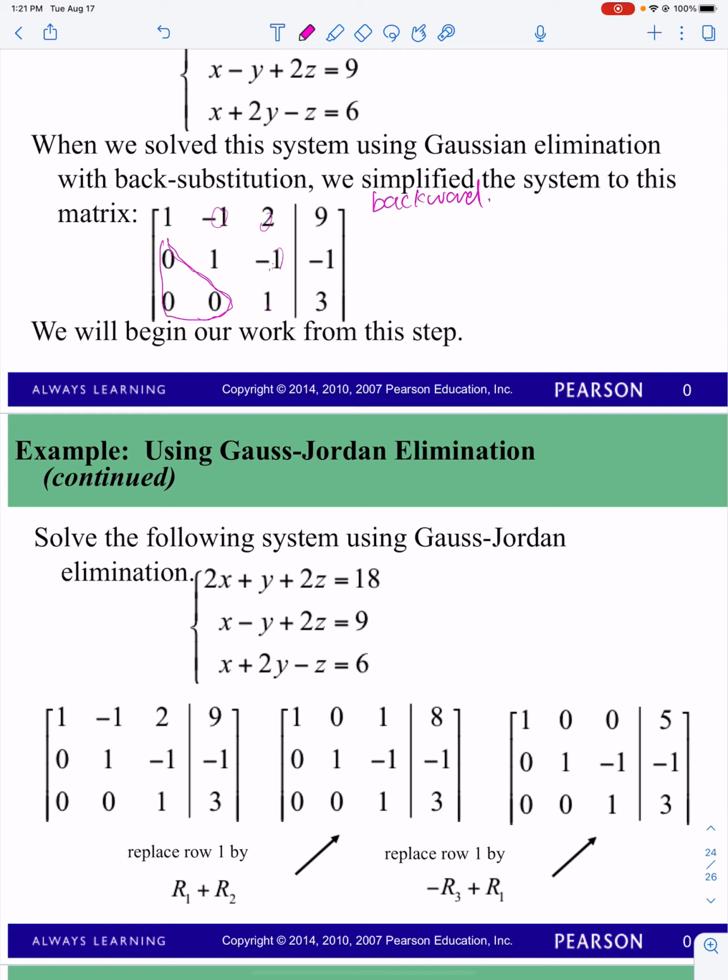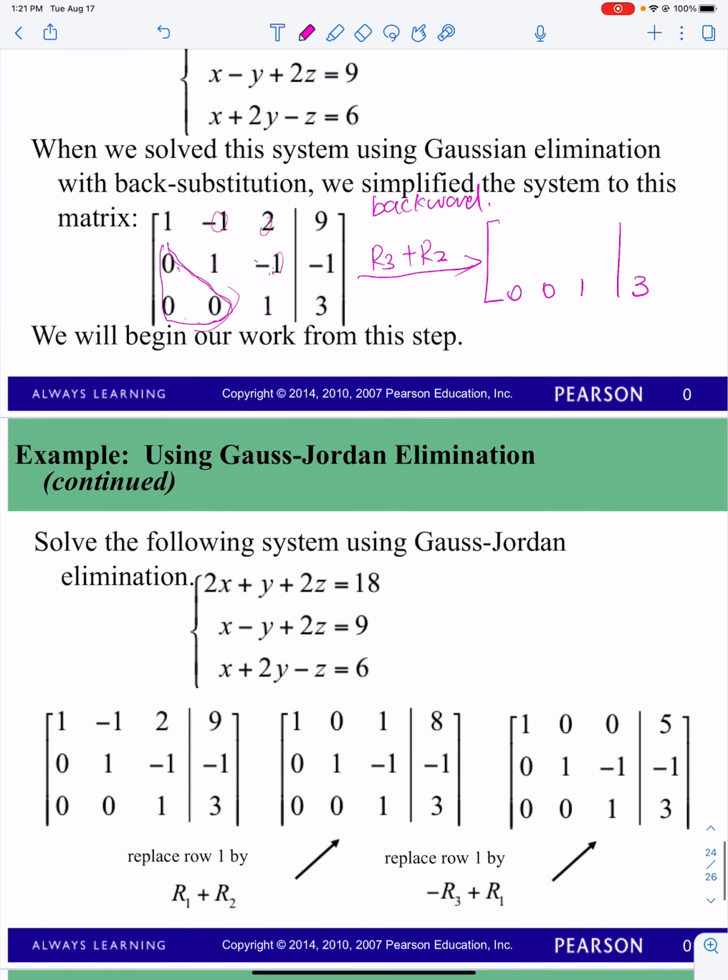Okay, so how could you make the second row to be 0? I will do R3 plus R2. Because all of these are zeros, it will not affect here. So you keep your R3 the same, 0, 0, 1, 3. You make this one 0, you add them together, so you have 0, 1. 0 plus 1 is still 0, so it does not matter. 1 plus negative 1 is 0. 3 plus negative 1, what do you get? 2. Are you with me? 1, negative 1, 2, and 9.